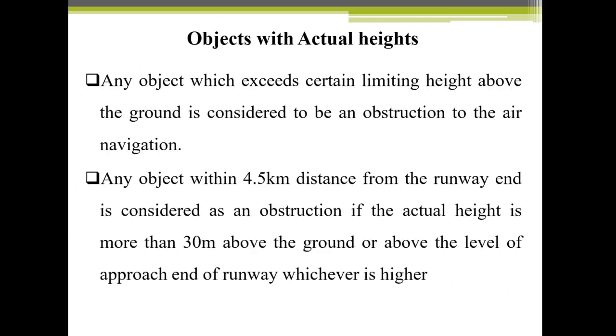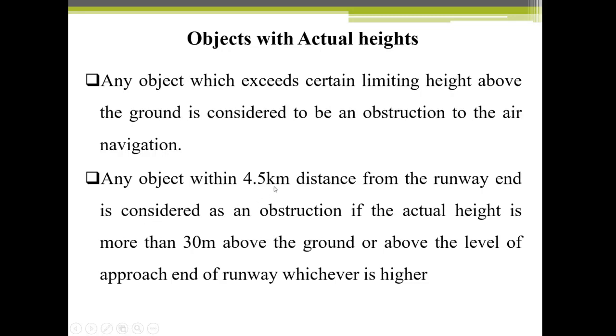Now we will see the objects with actual heights. Any object which exceeds a certain limiting height above the ground is considered to be an obstruction to the air navigation. Now the limitation of a particular height is given for a particular area. For different areas, the limiting height is different. So any object which exceeds this limiting height above the ground is considered as an obstruction to the air navigation.